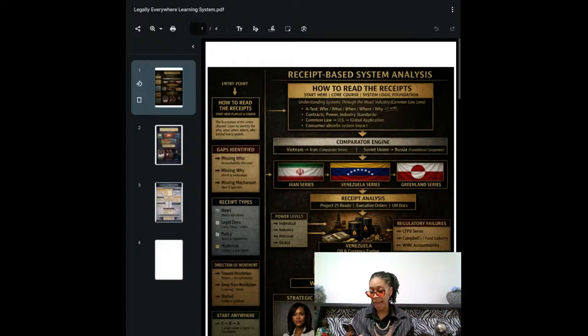So we have the comparator analysis, because once you have the initial system, which would be this area right here, this is your initial entry point. You go like this: the who, the what, the when, the where, the why, right? We go into the receipt type, and then we go into the movements and mechanics. I will move this up so that you can see it a little bit more clearly.